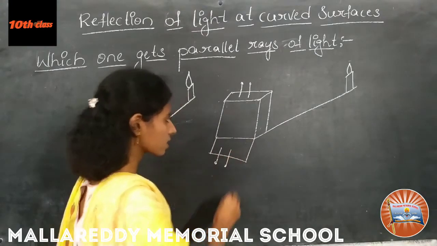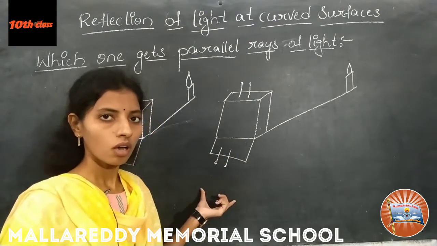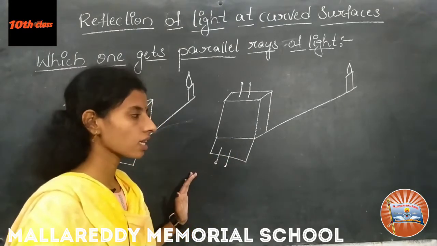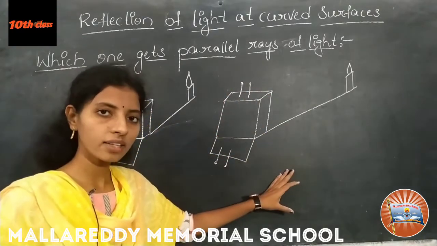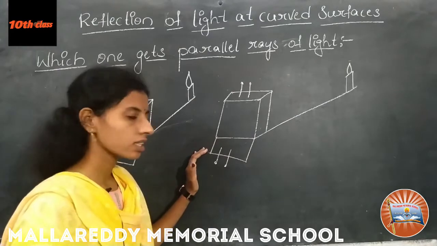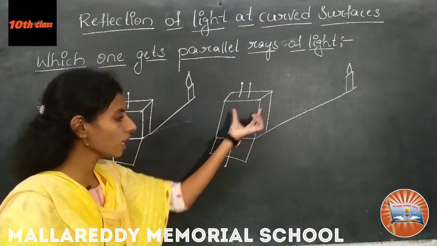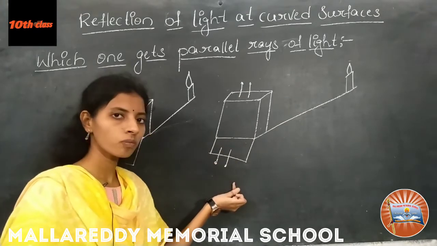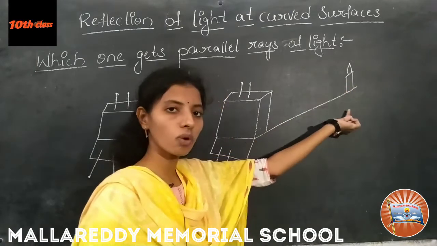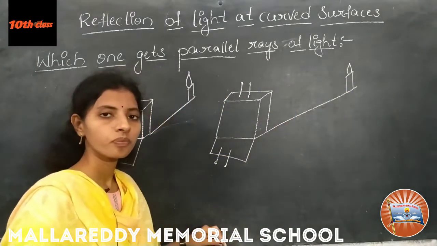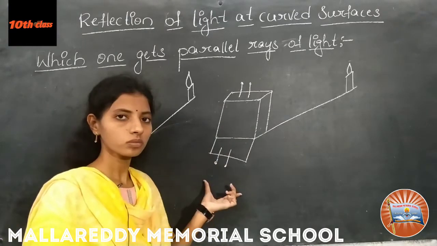At a certain distance we will get the parallel shadow here. So from this we can say that to get parallel rays of light, the intensity is low. Here we are getting the parallel shadow of this object when we are taking the candle far away from this object. So here the intensity becomes low.